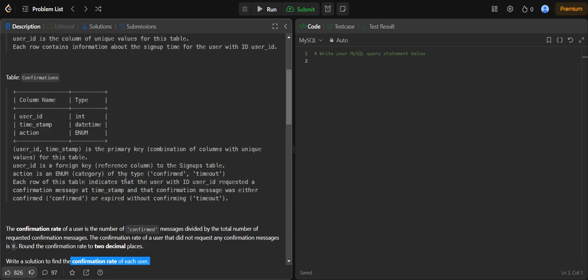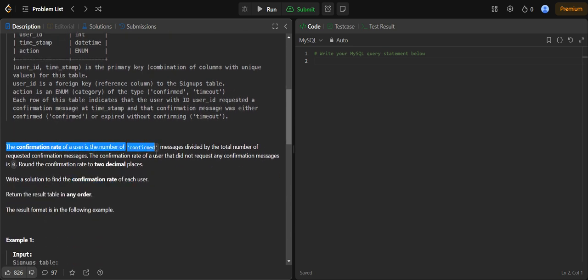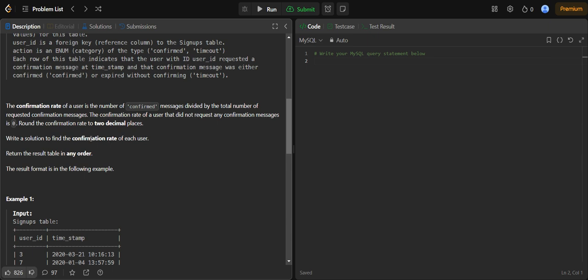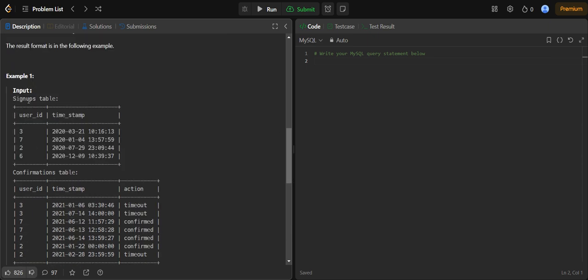When a user ID sends a particular message, it can be either confirmed or not confirmed. It is timeout. So if a user ID sends suppose 10 messages, of those suppose 2 messages got confirmed, then the rate will be 2 divided by 10. So this is how we have to calculate. You can say the confirmation rate is like an average of confirmed. We can do it using the average function also. Let us understand this by looking through the example table.